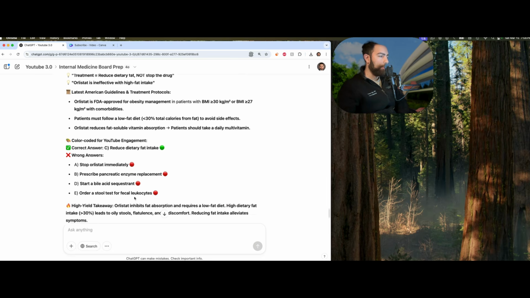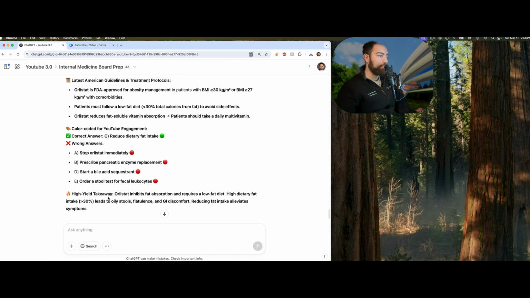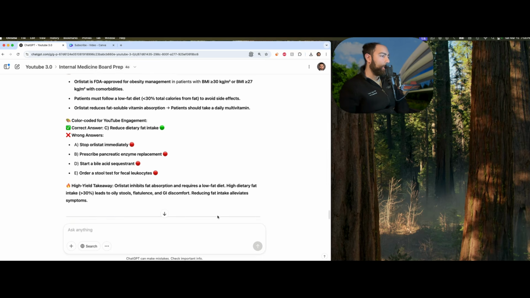So this takes us to the high yield takeaway. Orlistat inhibits fat absorption and requires a low fat diet. High dietary fat intake, above 30%, leads to oily stools, flatulence, GI discomfort, and also vitamin malabsorption.